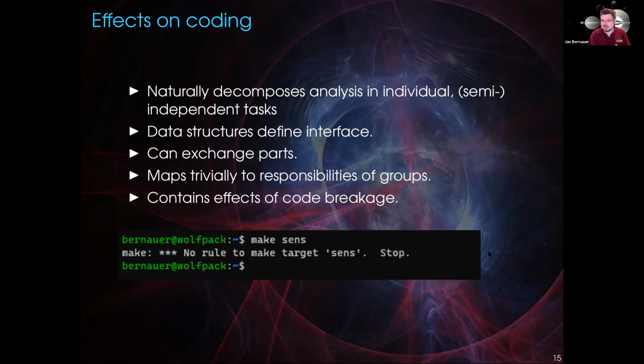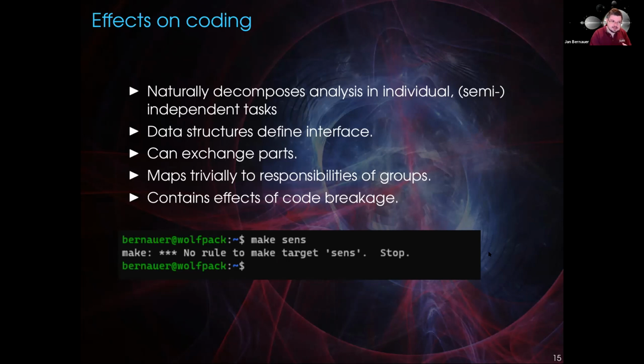There's no API definition. It's the data which is shared between those. You can exchange parts. If you say, okay, I have this tracker, but now I want to try this other tracker, it's easy. We just exchange the node, right? Instead of having some monolithic analysis thing where sooner or later ripping something out and replacing it is always a lot of work, right? It's naturally separated. This also maps trivially to responsibilities of groups. So the organization is easy.